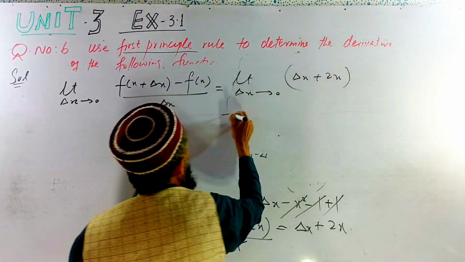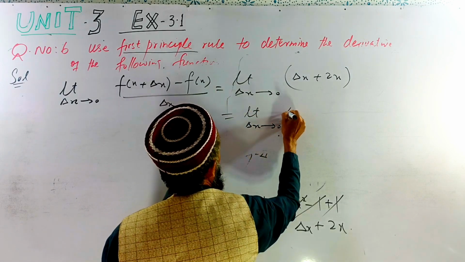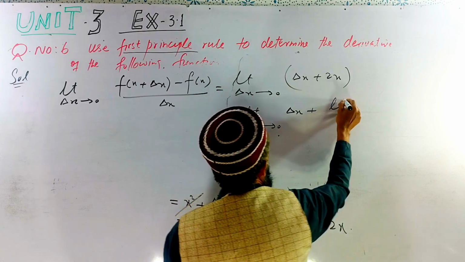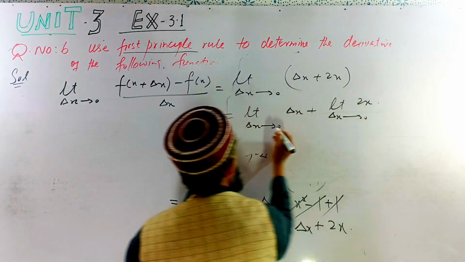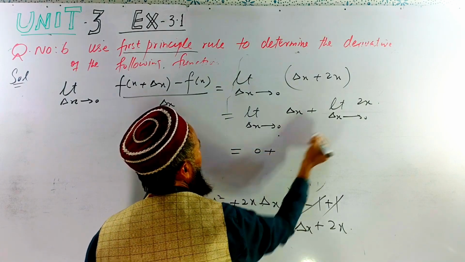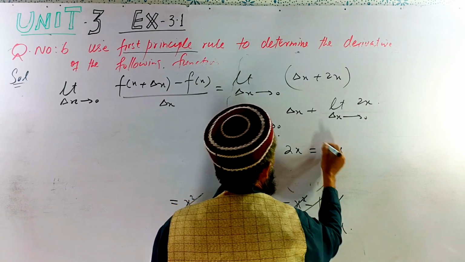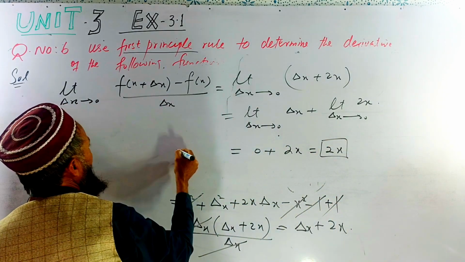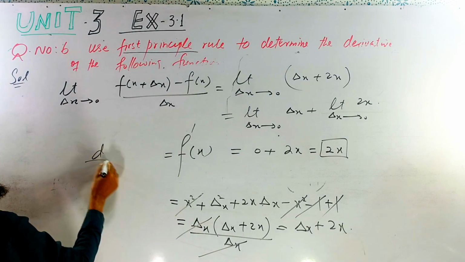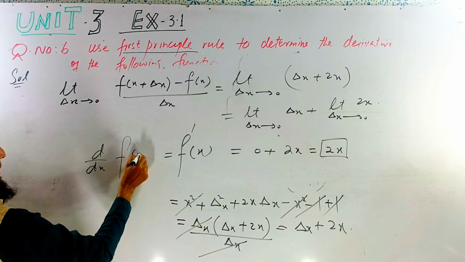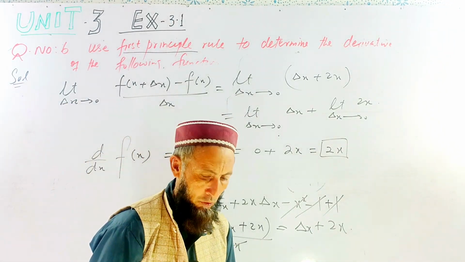Now we apply the limit on both terms: the limit as delta x tends to 0 of delta x, plus the limit as delta x tends to 0 of 2x. So we put 0 here, and there is no delta x available. We get 2x, and 2x is the answer. This definition is equal to the first derivative, or we can write dy by dx of f of x. That is called the first principle rule.